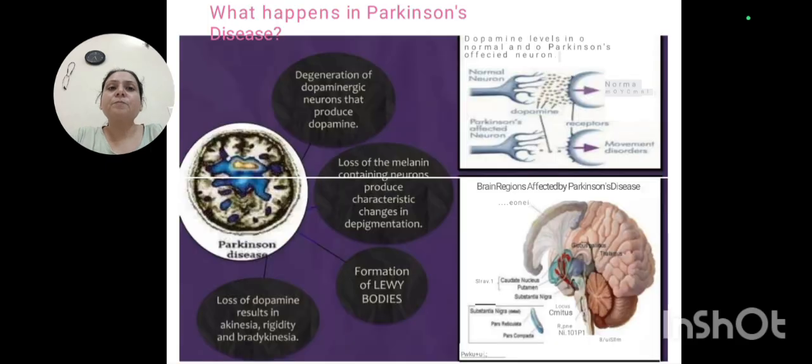Fine. Now this is more of a pictorial depiction of what happens in Parkinson's disease. You can see there is degeneration of dopaminergic neurons that produce dopamine, and there is also loss of melanin containing neurons, which results in depigmentation.